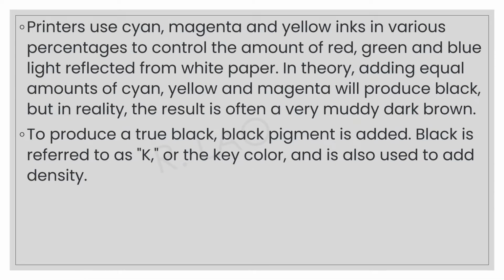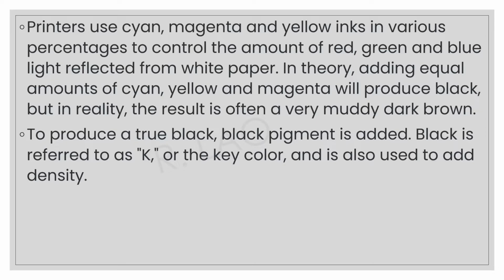Printers use cyan, magenta, and yellow inks in various percentage to control the amount of red, green, and blue, no, light reflected from white paper. In theory, adding an equal amount of cyan, yellow, and magenta will produce black. But in reality, the result is often very dark brown, which is true. You try it, okay? I-mix muna sila, ang tsura brown daw, tain na siya brown. Pagka dark na brown. Todo ka ituma na siya.